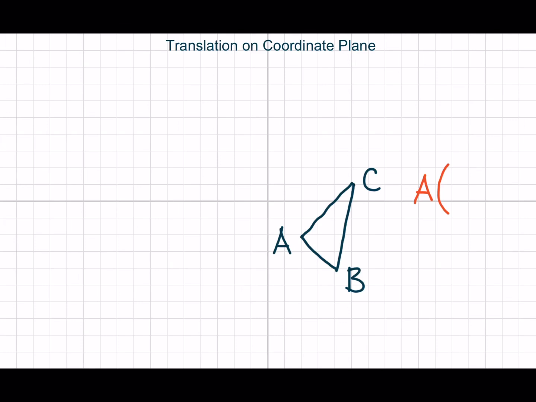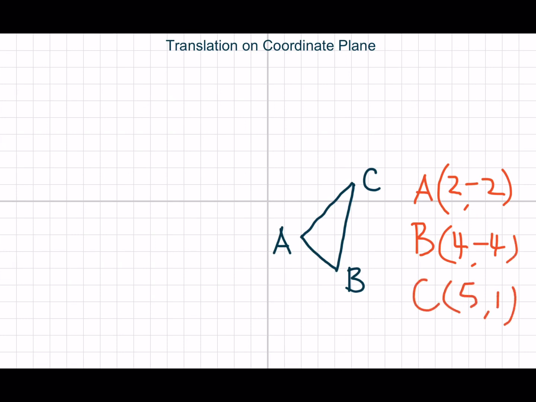Point A is at the coordinate 2, -2. B is at 4, -4. And C is at 5, 1. Remember that these are your pre-image points because you have not transformed anything yet.